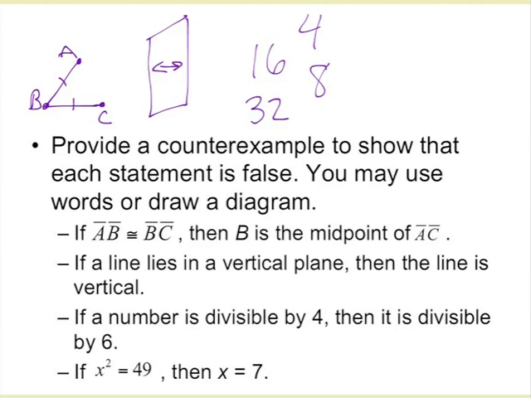The last one, this one is pretty tricky for a lot of students. If x squared equals 49, then x equals 7. X could be 7, but there is something else it could be. -7? -7. Because if you square a negative number, a negative times a negative is a positive.